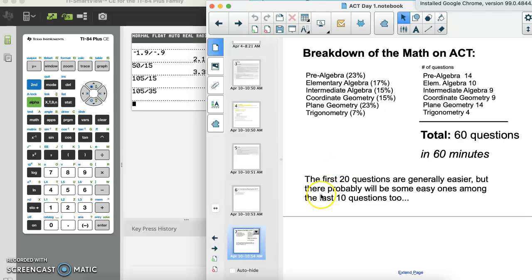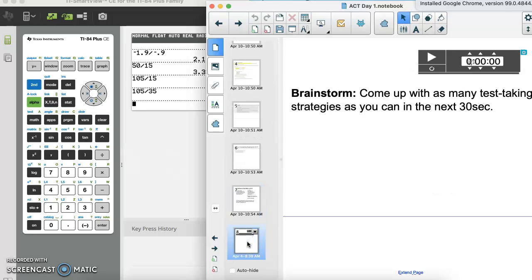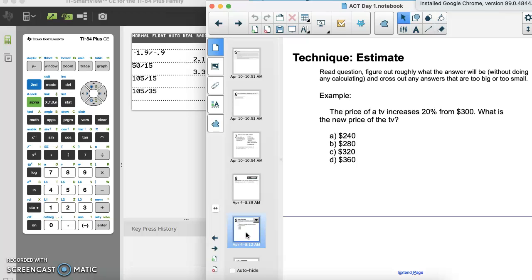The ACT typically has some of the same types of questions, not the same questions, but the same types. And so there's 60 minutes and 60 questions. The first 20 are generally easier, but then there might be some easy ones among the last ones as well. So maybe pause the video and think about some test taking strategies that you might be able to use. Some that I came up with were estimating.